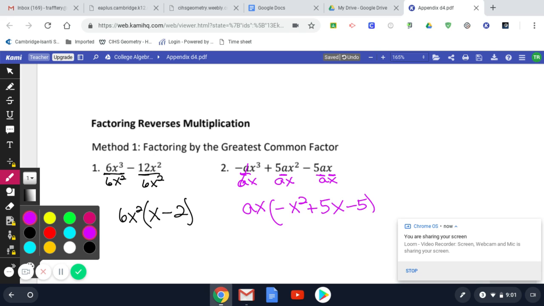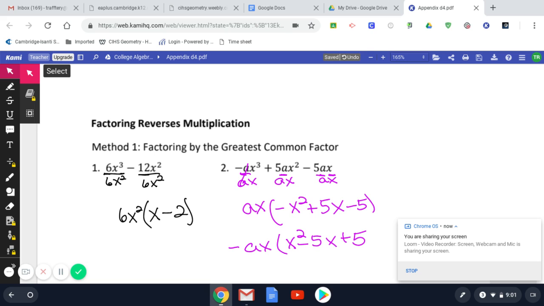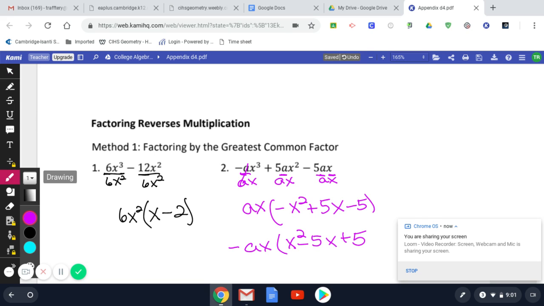Now, there are more proper ways, if you want to say, like usually we don't have a quadratic leading in when we're factoring with a negative. So another thing you could do is you could factor the negative out. So we could have negative ax, and then we could have x squared minus 5x plus 5. So you can also factor a negative out too. So that's our first method, is just pulling out something common.